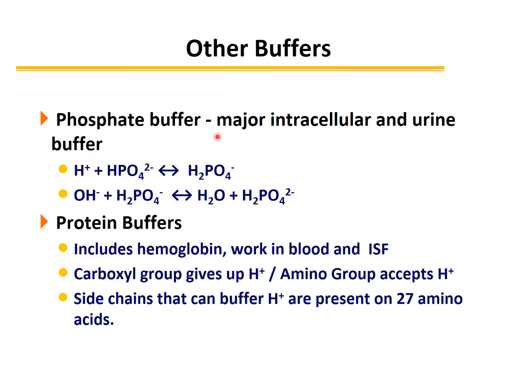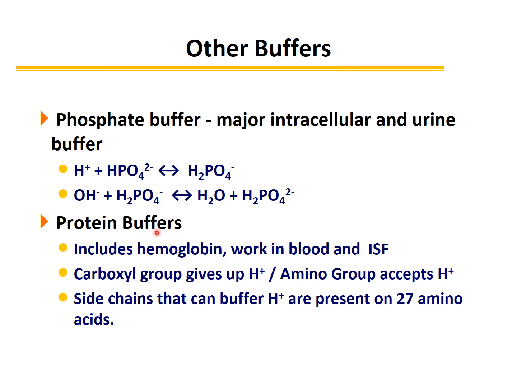The other buffer system that we have is the phosphate buffer, but it is majorly located intracellularly or in the urine. As you see here, we have the biphosphate and the monophosphate, and, for example, the biphosphate can absorb the hydrogen, and the other one usually the hydroxyl ion, and this buffering capacity is going to alter or maintain the normal hydrogen ion concentration.